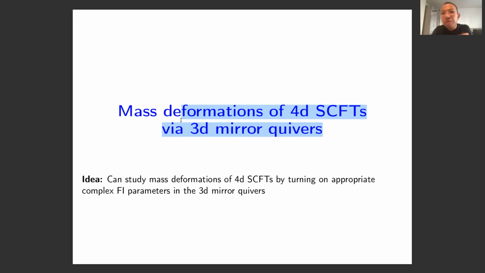It's very difficult. You can do it at the level of the curve and so on, but it's highly complicated. Now, suppose that you have a 3D mirror quiver. You can translate this problem into another way: you can turn on mass deformation in the 4D SCFT, and it doesn't care whether it has a Lagrangian description or not. But you have a Lagrangian in the 3D mirror, so you can turn on the appropriate complex Fayet-Iliopoulos parameter in the 3D mirror and study how the theory flows.